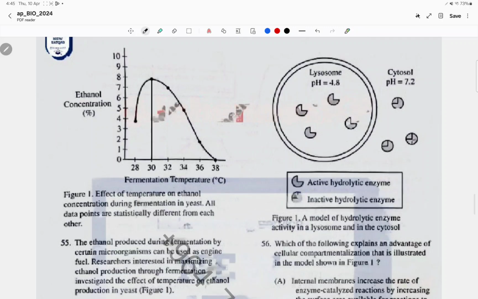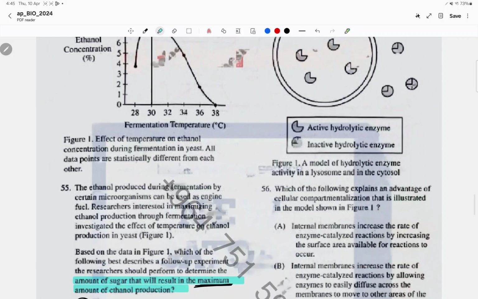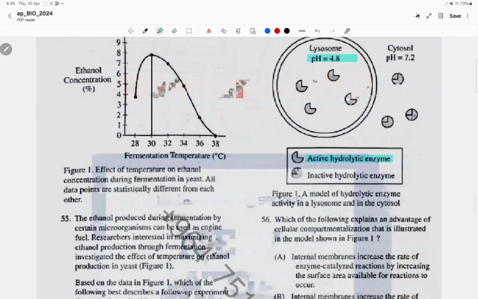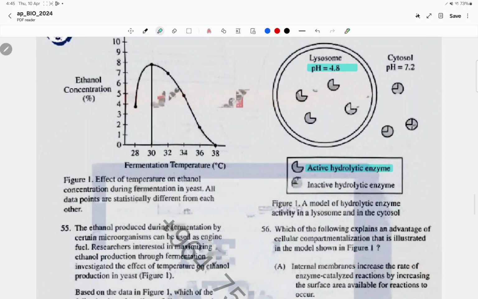Here we have lysosome working at acidic pH. We have cytosol working at neutral pH, almost. And as you can see, we have active hydrolytic enzyme inside the lysosome, but they're inactive outside the lysosome. That means that this enzyme is pH dependent and it only works in acidic pH.